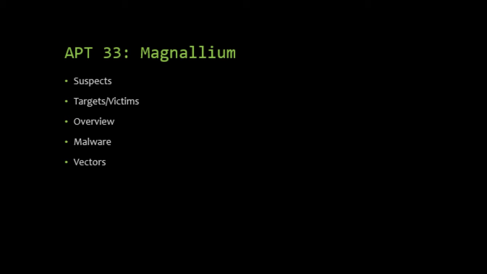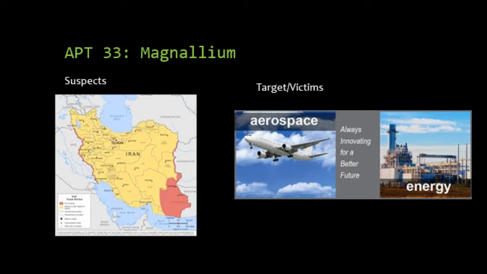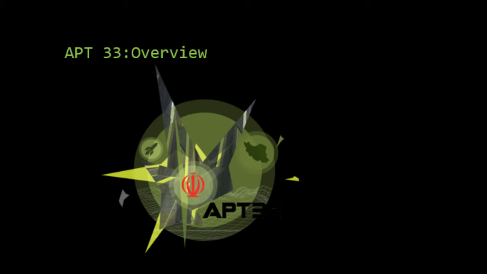The last APT I went over was APT-33. And unlike the others, the suspects were out of Iran, and the target sectors were aerospace and energy. What APT-33 targeted was organizations spanning multiple industries that were headquartered in the US, Saudi Arabia, and South Korea. So the US is usually targeted, but Saudi Arabia and South Korea are new for spear phishing.